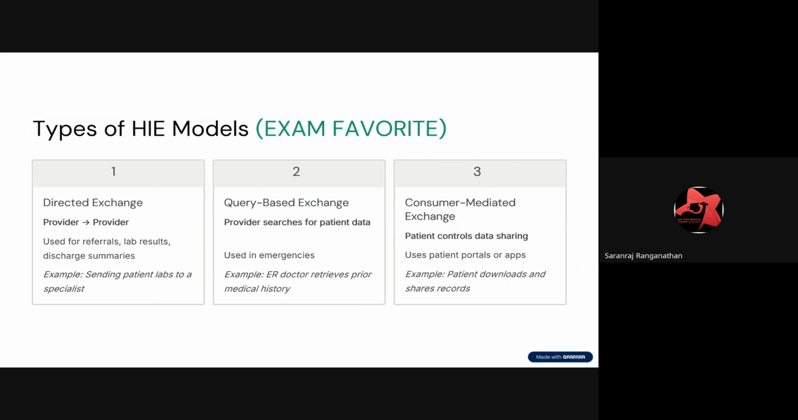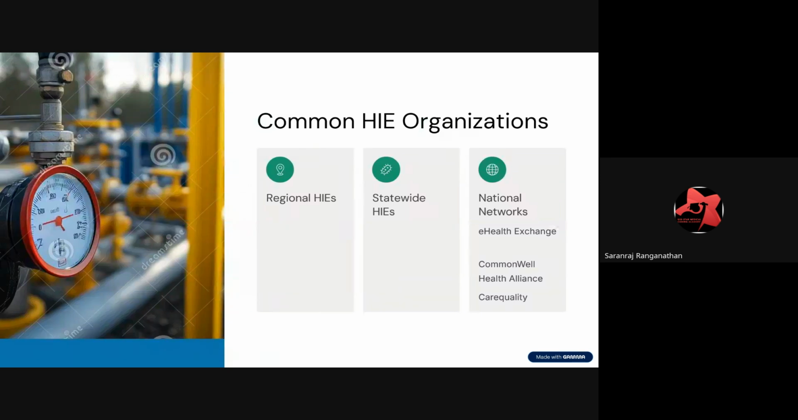Then consumer-mediated exchange, where the patient controls the data sharing. It uses the patient portal or application, and the patient downloads and shares the record. So these are the types of health information exchange. Then common health information exchange organizations: regional, statewide and nationwide, such as the Commonwealth Health Alliance and CareQuality. These are some of the national network organizations.